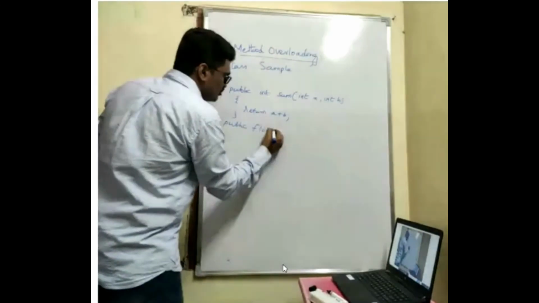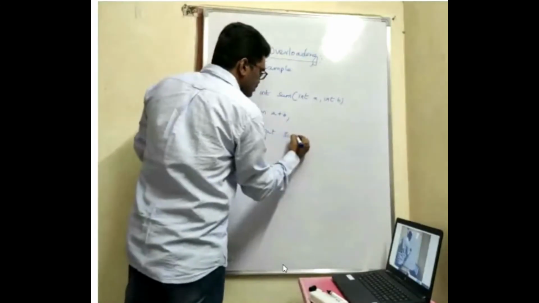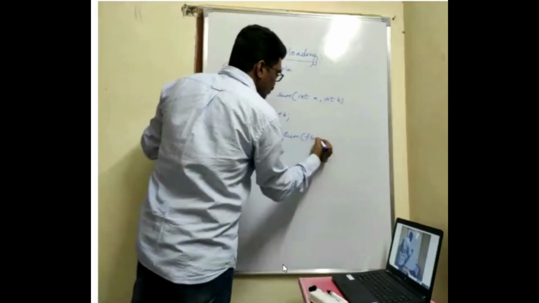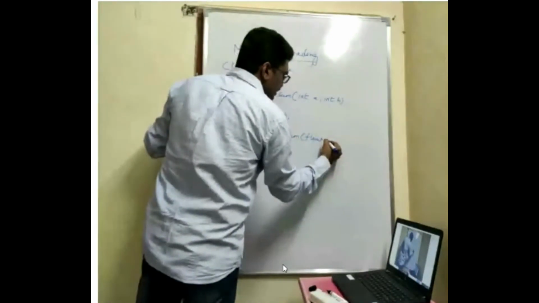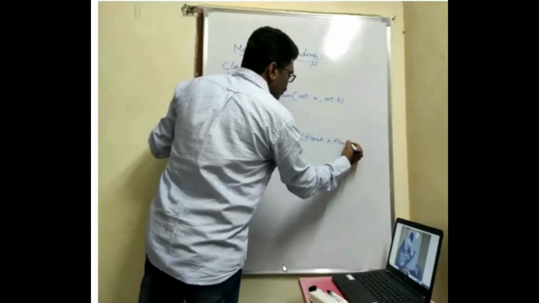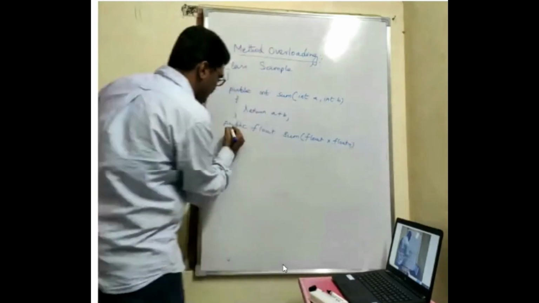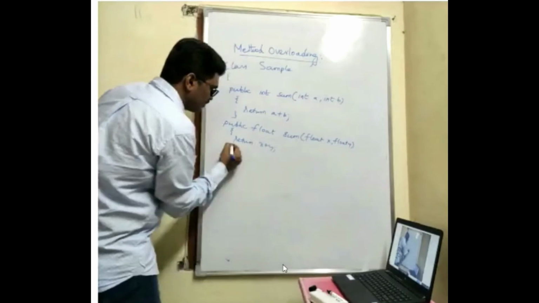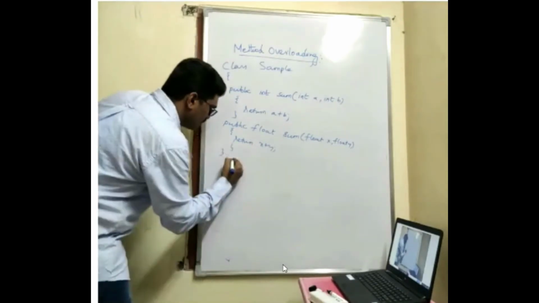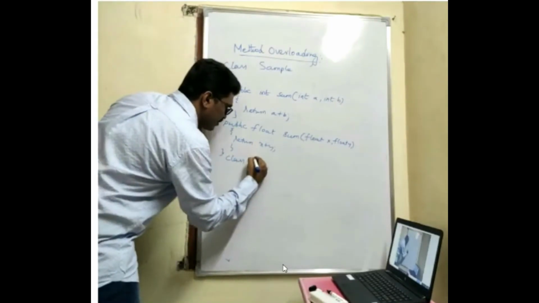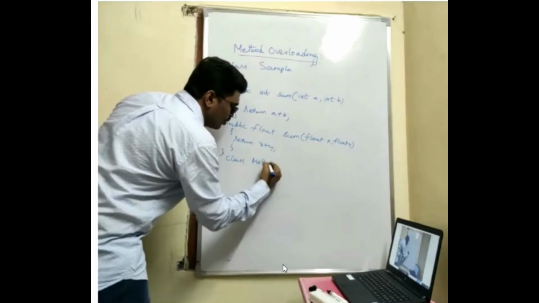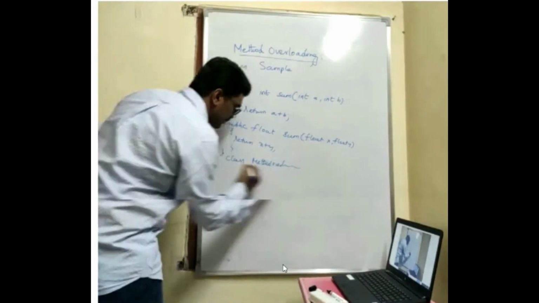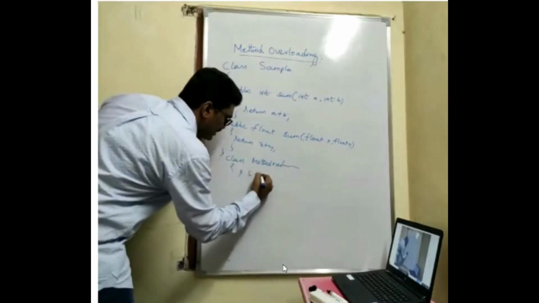Another one is public, and I'm doing it for floating point numbers. Sum of float x comma float y. So this function will return x plus y. Both functions do the same task. Let me call the class method overload something. So public static void main.